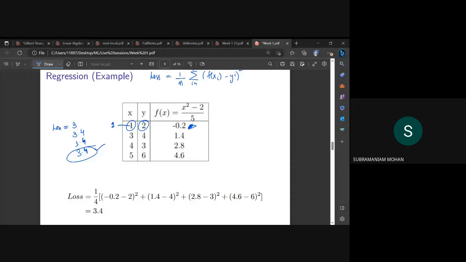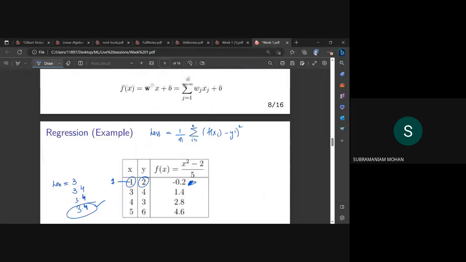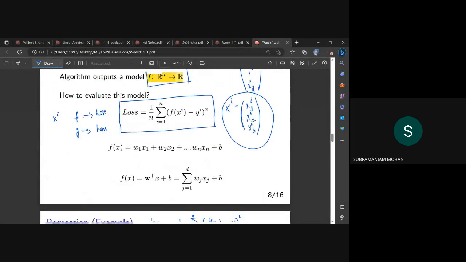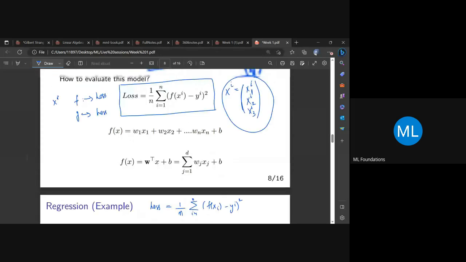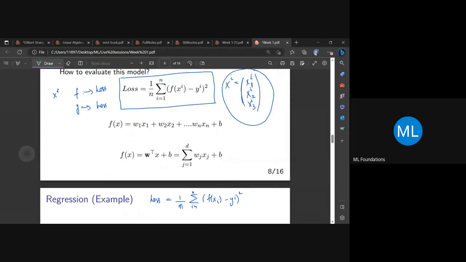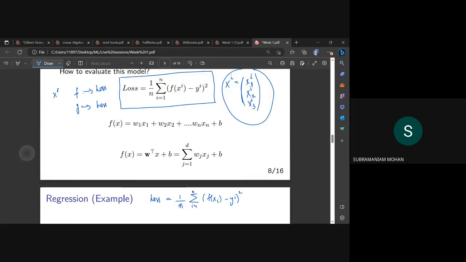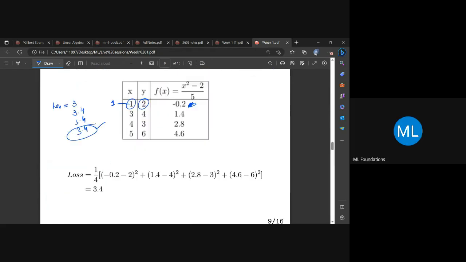Ma'am, the last formula you showed in the previous slide is different from what you are showing now. No, it is the same, right? Okay, it is the same. All right, thanks.